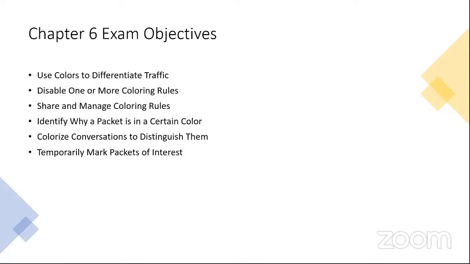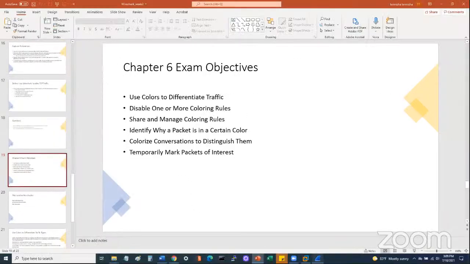Chapter 6 is talking about colorizing traffic. So this is about using colors to differentiate traffic, disable one or more coloring rules, share or manage coloring rules, identify why a packet is a certain color, colorize conversations to distinguish them, and temporarily mark packets of interest. Okay. So as you're looking at traffic, especially if you're doing it live, you may say, hey, I need to come back and take a look at this packet a little bit later, so you can mark it, and you can do that using colors.